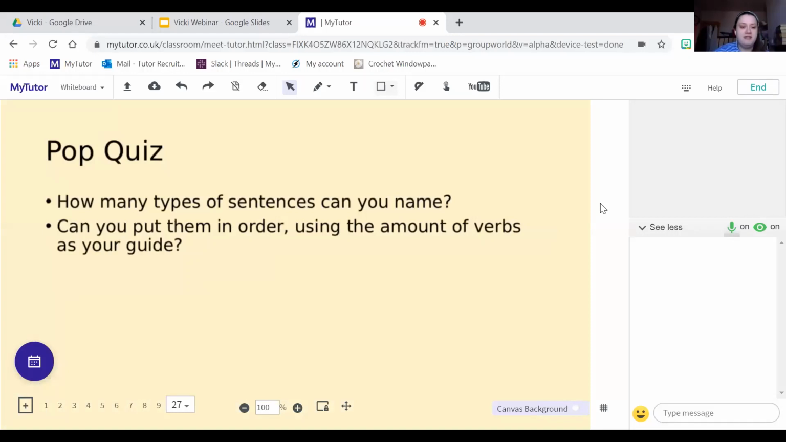So just to finish off then, how many types of sentences can you name, can you remember, and can you put them in order in terms of the amount of verbs that they use? I'll give you a minute or so and then we'll move on to questions.